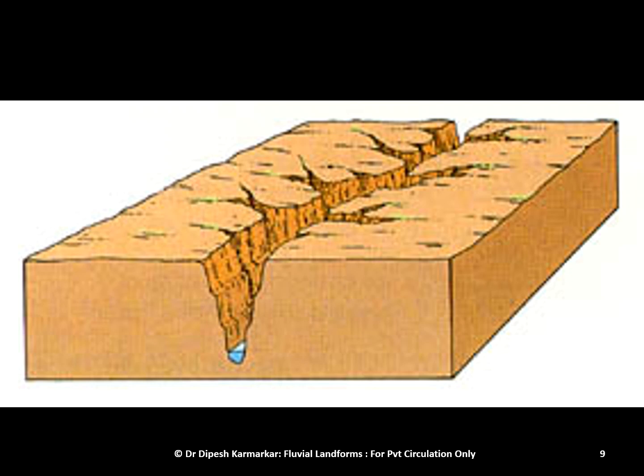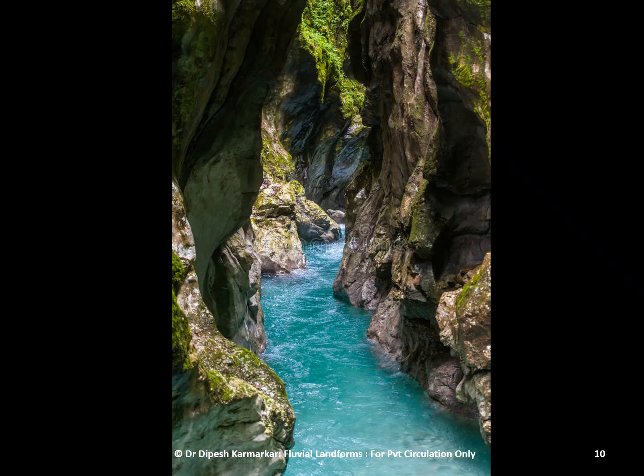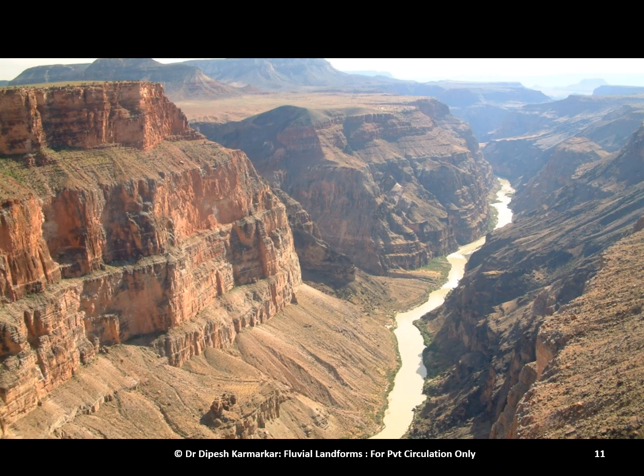This diagram compares the cross sections of a gorge and a canyon, so you can see the difference in their shapes very clearly. This image gives a real-world view of a gorge, showing its steep, near vertical walls. Here is another example illustrating how a canyon looks in nature.